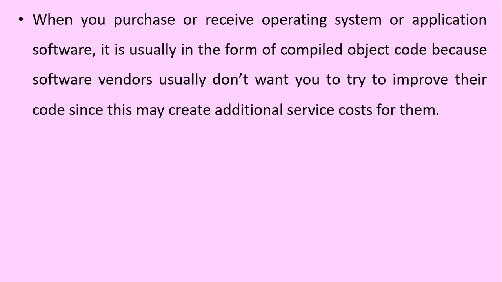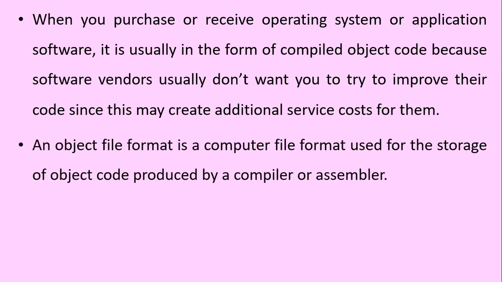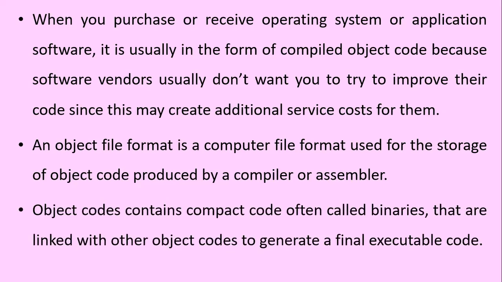When you purchase or receive operating system or application software, it is usually in the form of compiled object code because software vendors usually don't want you to try to improve their code, since this may create additional service costs for them. An object file format is therefore a computer file format that is used for the storage of object code, which is produced by a compiler or assembler. The object codes contain compact code, often called binaries, that are linked with other object codes in order to generate a final executable code.